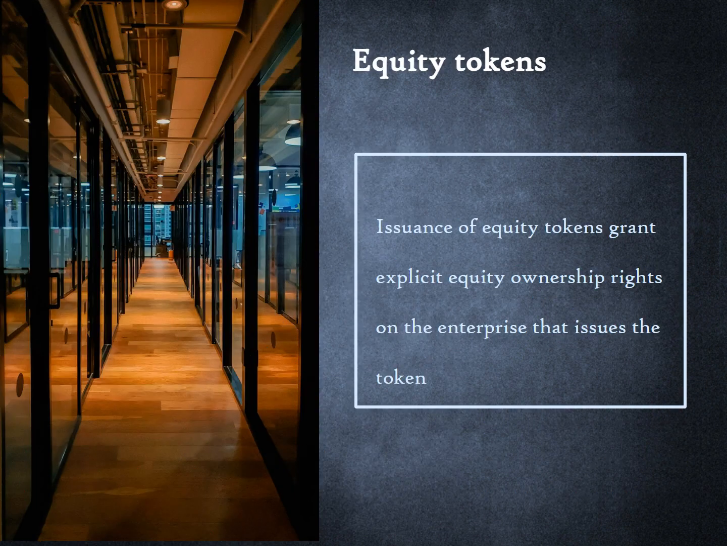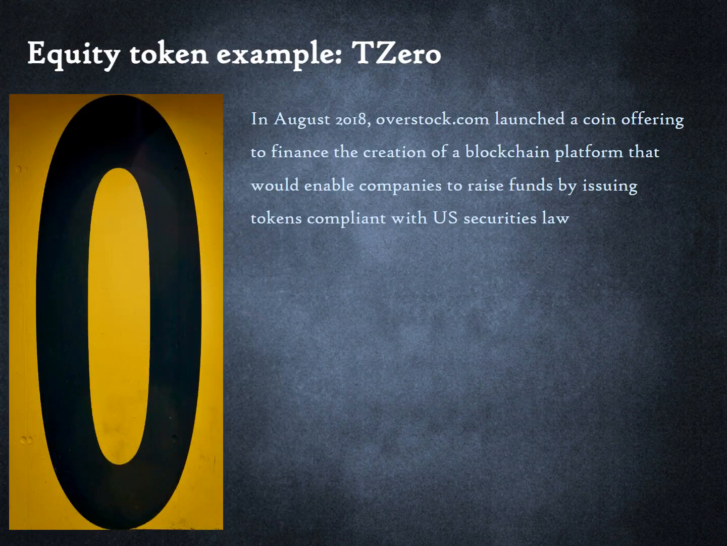Issuance of equity tokens grant explicit equity ownership rights on the enterprise that issues the token. Next, we will review an example. In August 2018, the e-commerce company Overstock.com launched a coin offering to finance the creation of a blockchain platform that would enable companies to raise funds by issuing tokens that were compliant with U.S. securities law. The coin was called T0.